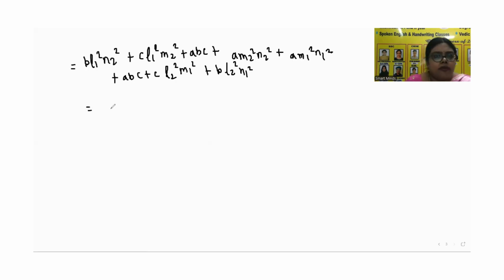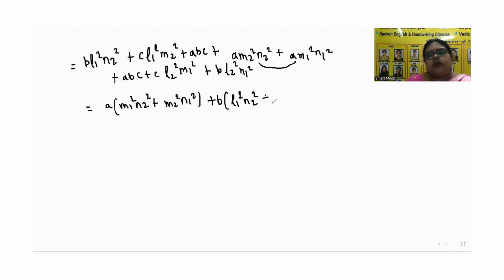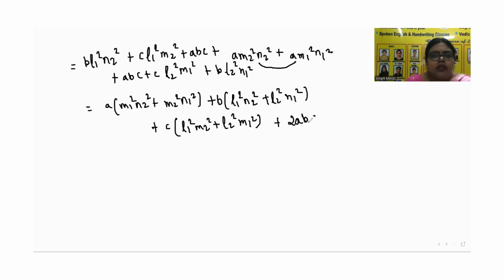Now if we take A common from these two terms, we will get M1 square N2 square plus M2 square N1 square. And then from the first and last term, if we take B common, we will get L1 square N2 square plus L2 square N1 square. And from the second and second last term, if we take C common, we will get L1 square M2 square plus L2 square M1 square. And finally, you have ABC plus ABC, that will become 2ABC.